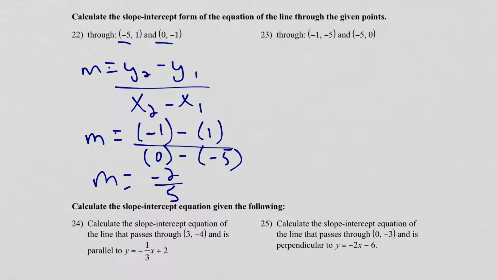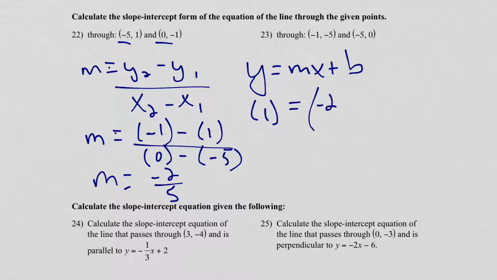We're going to use that information, and we are going to take one of these points that we have, and we're going to calculate the y-intercept. So we're looking for y equals mx plus b. All right, substituting in 1 for y, I'll just use the first point here. And for m, the slope, it's minus 2 over 5. Okay, the x value from the first point is minus 5.